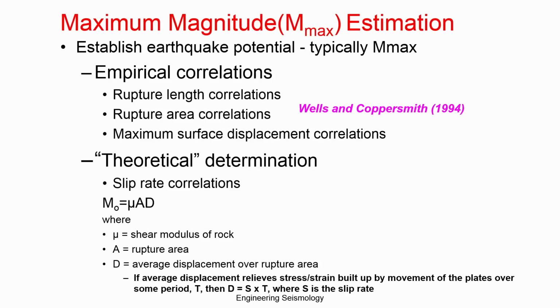Or you can estimate theoretically, if you know the slip rate associated with the seismic movement. M naught is equal to the shear modulus of the rock, times the area of rupture, times the average displacement over the rupture area. If you know the slip rate, area of the rupture and the rock properties, you can estimate M naught. From M naught you will get Mw, and that Mw will be taken as Mmax. So there is a theoretical based approach and an empirical based approach, but it is very difficult to know the rock where the rupture is taking place.